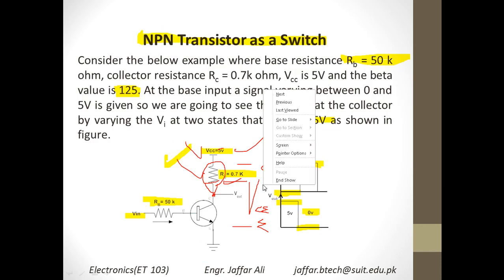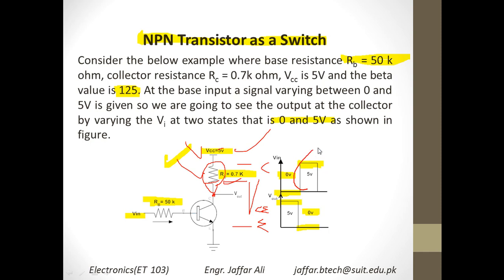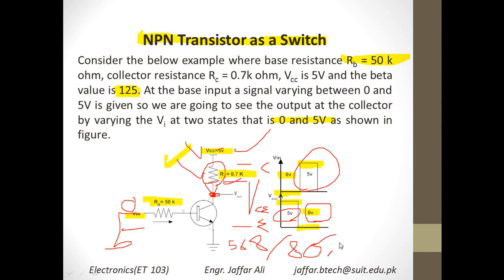So this was the case. You can see that if you apply 5 volt at this input point, this voltage turns out to be 0, and if you apply 0 volt at this point, this Vout turns out to be 5 volt, resulting in 56.8 microampere. And if you apply 5 volt over here, this 56.8 becomes 80 microampere, and it is just 86 actually, 86 microampere. And this is where the transistor has gone into the saturation mode.